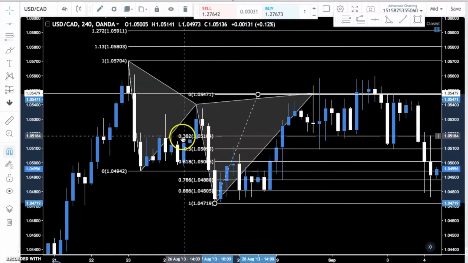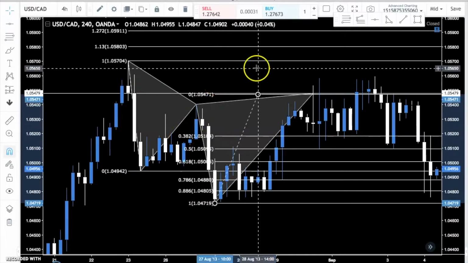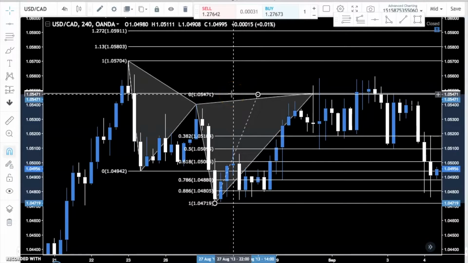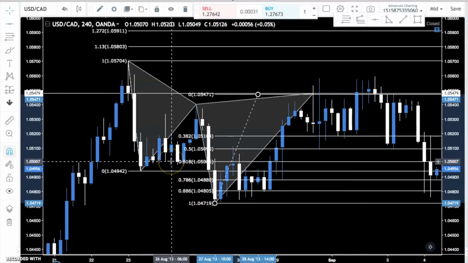Once target 1 was hit, I would take the other half of the position, roll that stop to break even, so then we're in a risk-free trade, and then either you hit target 2 at the 618 or it goes back to break even and you get stopped out for a break even trade on the second one. So I wanted to share the data with you on that.